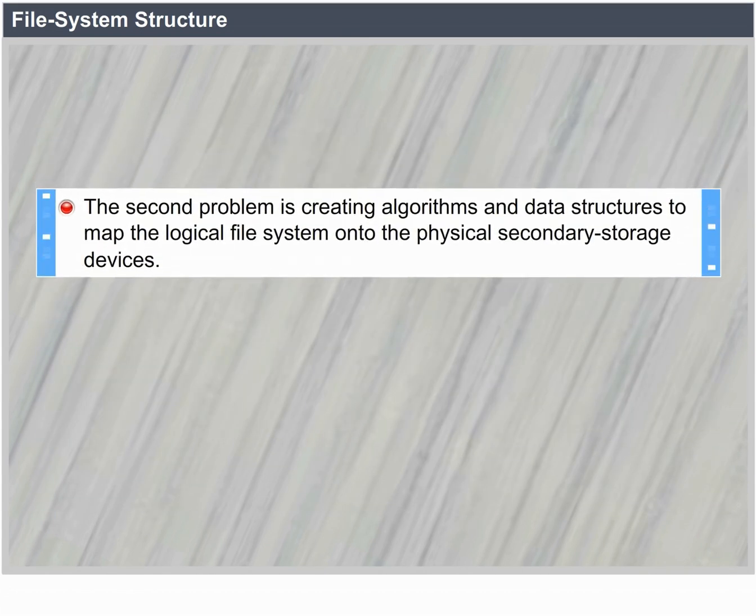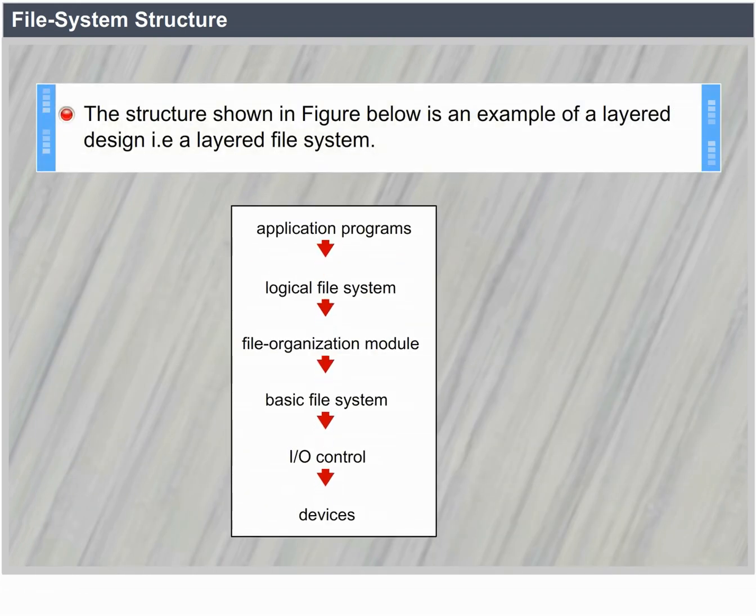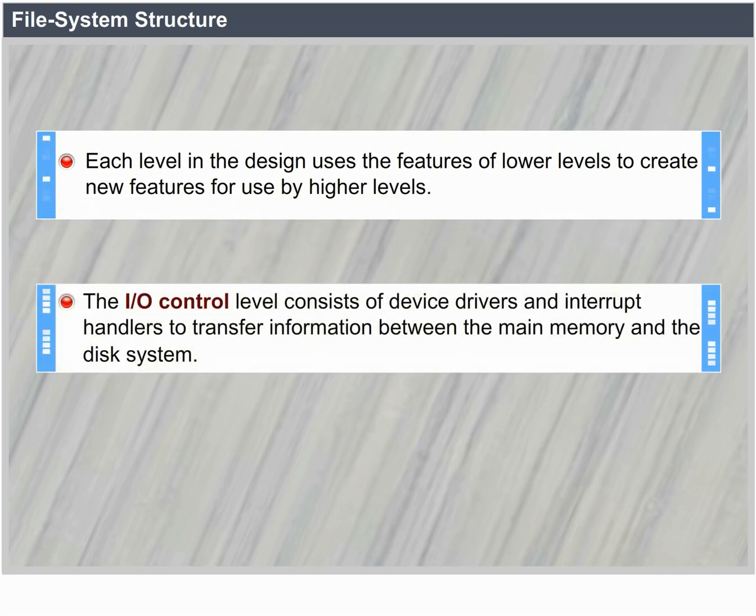secondary storage devices. The file system itself is generally composed of many different levels. The structure shown in the figure below is an example of a layered design, that is, a layered file system. Each level in the design uses the features of lower levels to create new features for use by higher levels. The input-output control level consists of device drivers and interrupt handlers to transfer information between the main memory and the disk system. A device driver can be thought of as a translator.